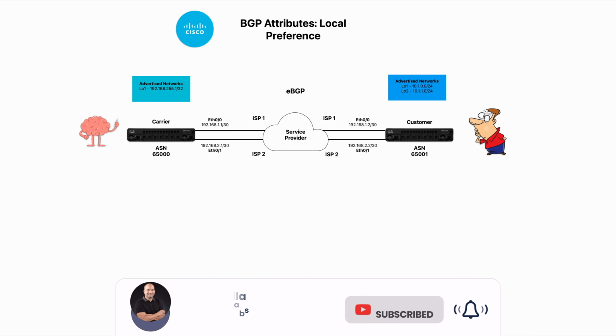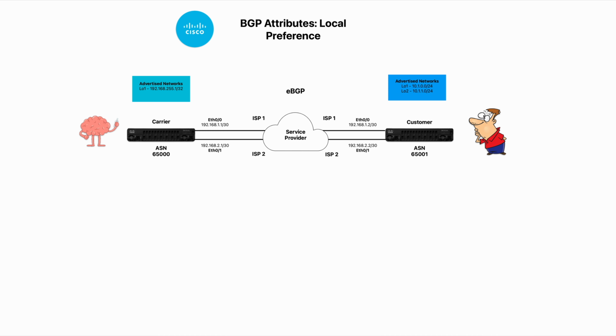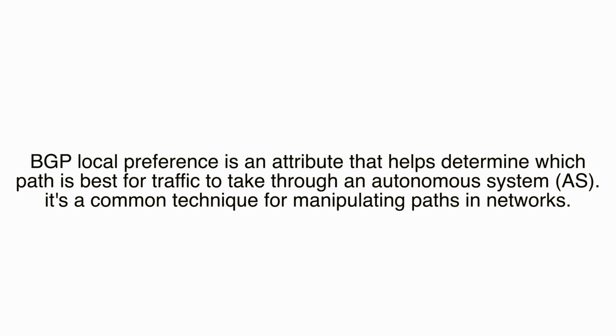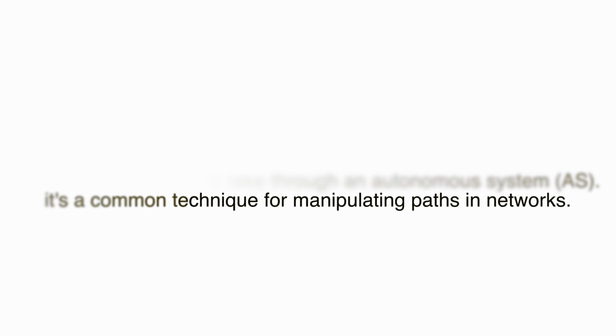So today we're going to be talking about the BGP attribute local preference and what path manipulation mechanism it provides to your network. Let's get into the details. BGP local preference is an attribute that helps determine which path is best for traffic to take through an autonomous system. It's a common technique for manipulating paths in networks.